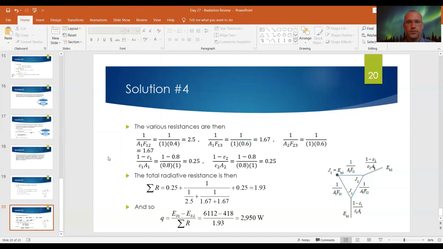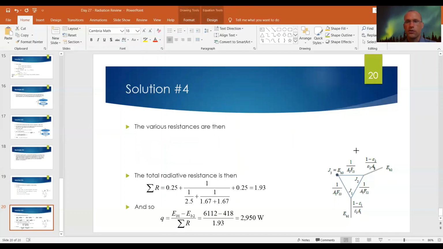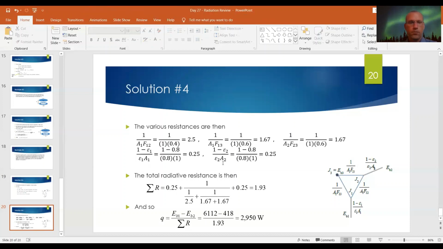Like it should be. Again, it's the right number, I just didn't type it right up there. And then there are the resistances from the objects themselves. They both have an emissivity of 0.8, so 1 minus 0.8 over 0.8 times 1 for the area gives me 0.25. Both this resistance and that resistance there are 0.25, the resistance to get from EB2 to J2 and similarly from EB1 to J1.